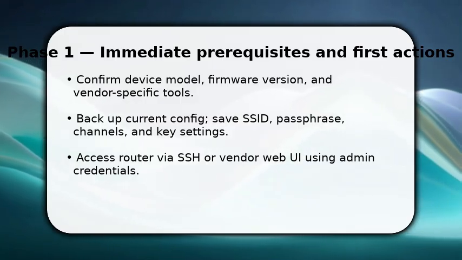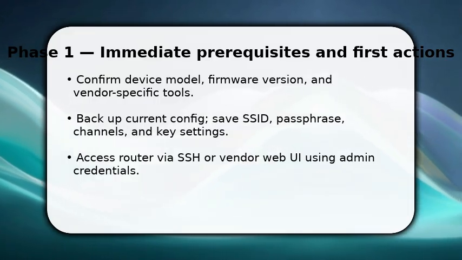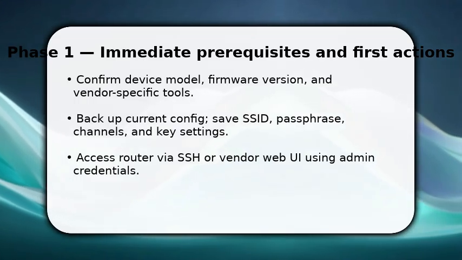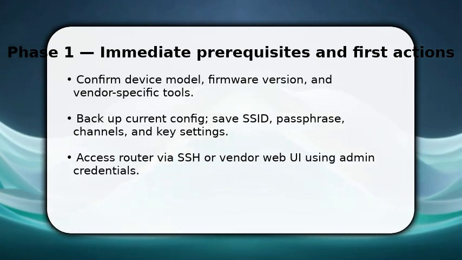Next, open an SSH session or the vendor web UI. Locate the Advanced Radio or PHY settings. Make sure the interface is in the correct mode, AP or client, as that determines which rates you can change.